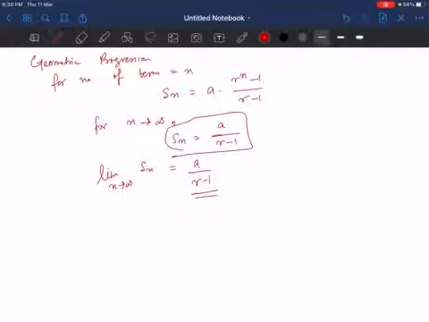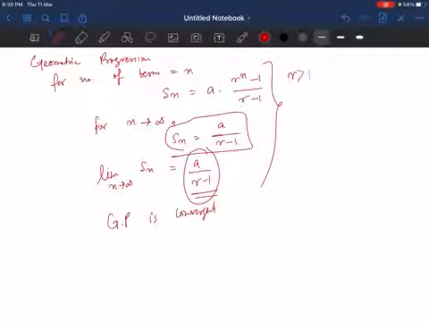So we can see that a by r minus 1 is not infinite, it's a finite value, and since it's a finite value, we can say that my geometric progression is convergent. Okay, now there is one important thing to be noted. Here this formula is for r greater than 1.